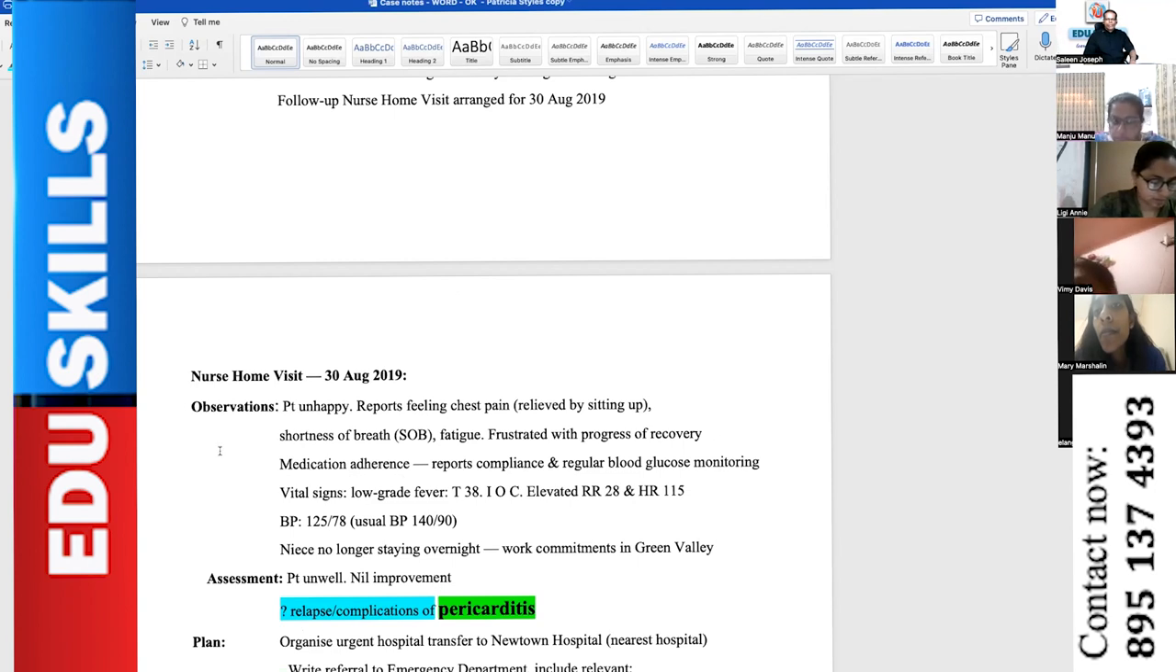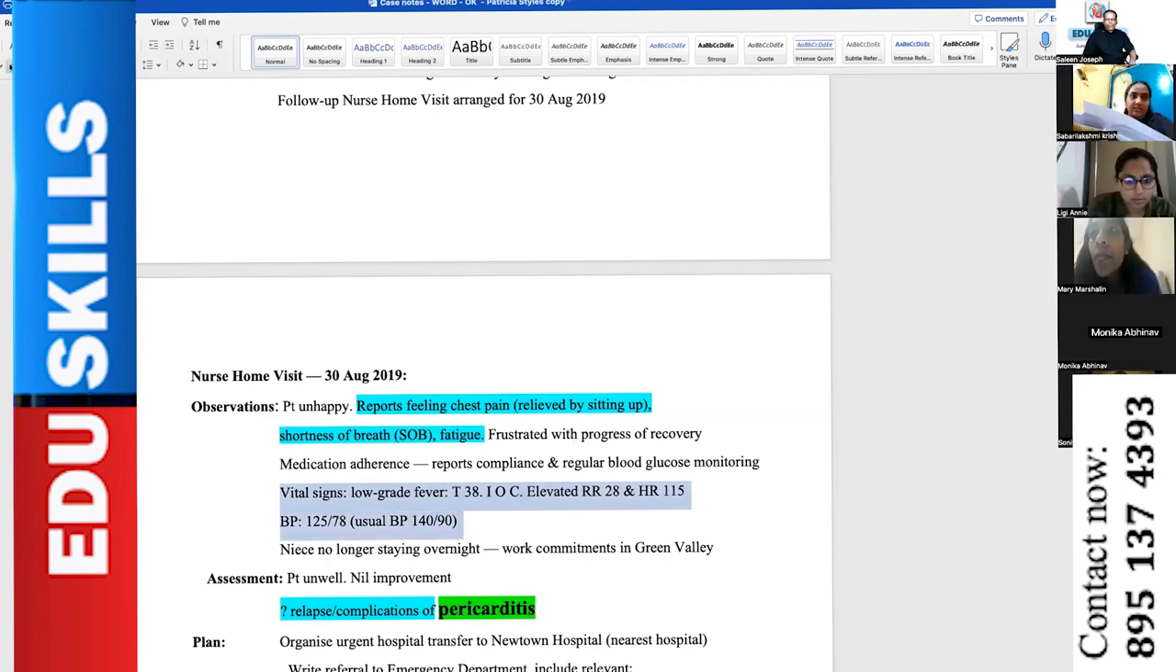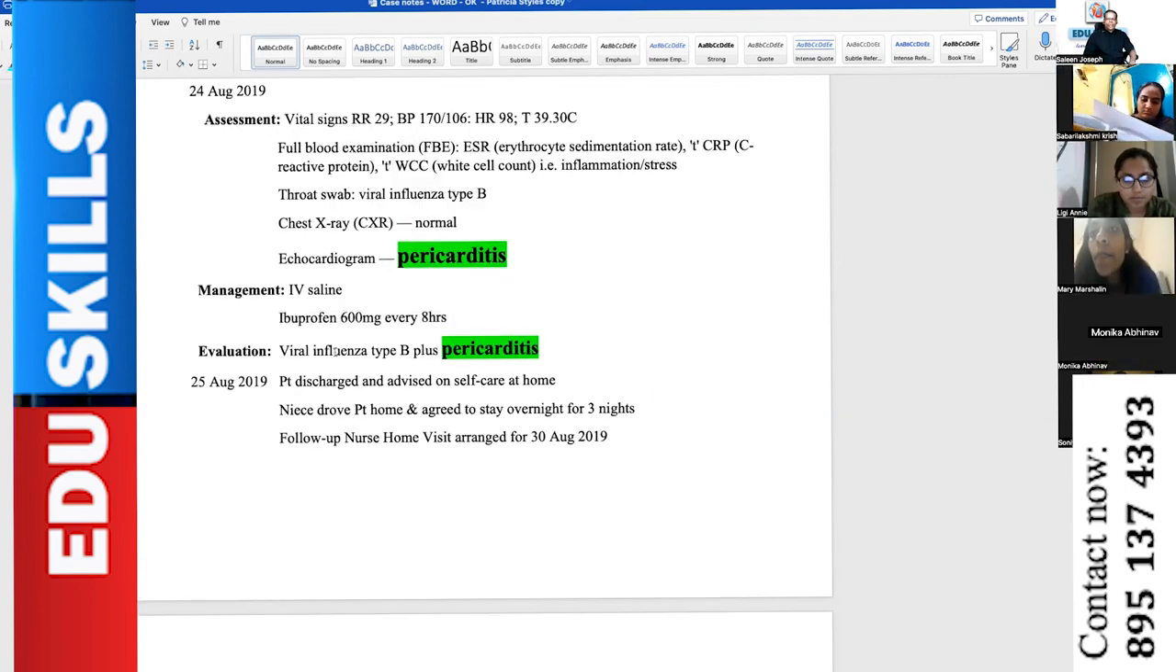If you can identify, just tell me what is important. Under observations, do you have anything important? Vital signs. Yes, one by one. Shortness of breath. All these are the symptoms or complaints of the patient, which are important. Vital signs, the fever. Yes. These things are required. Here, evaluation, viral influenza type B, plus doses, that is required.